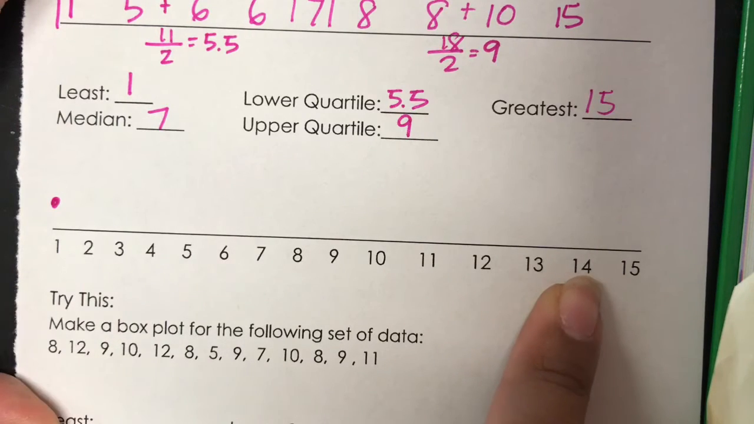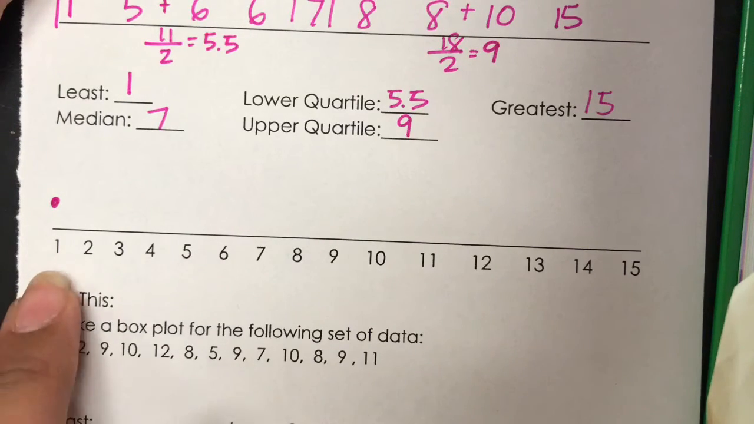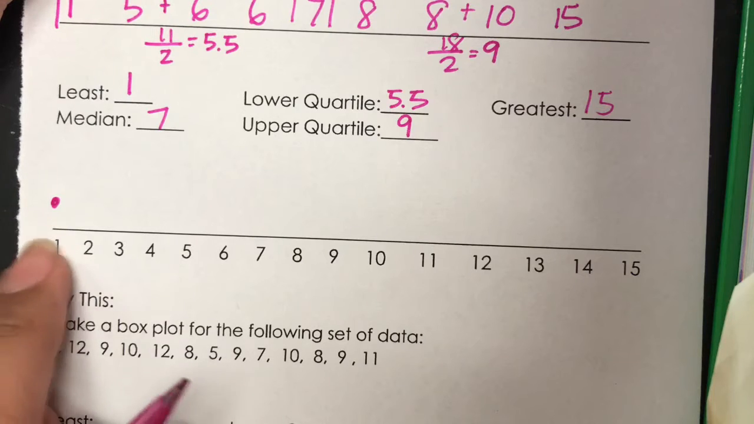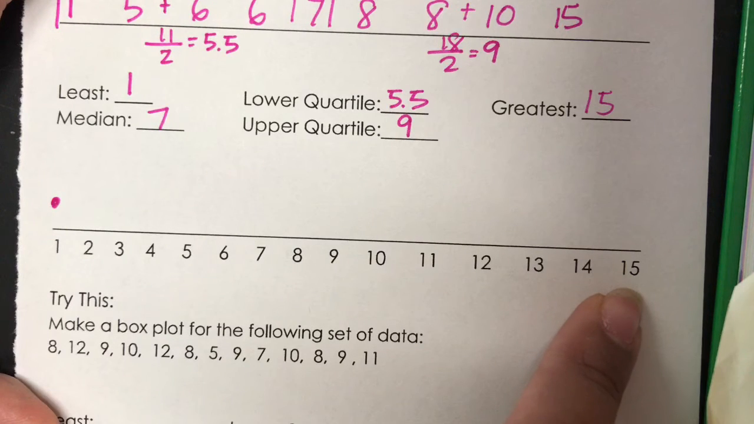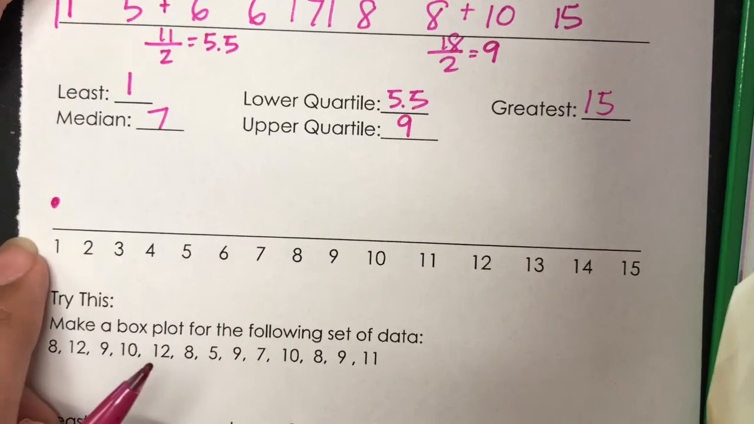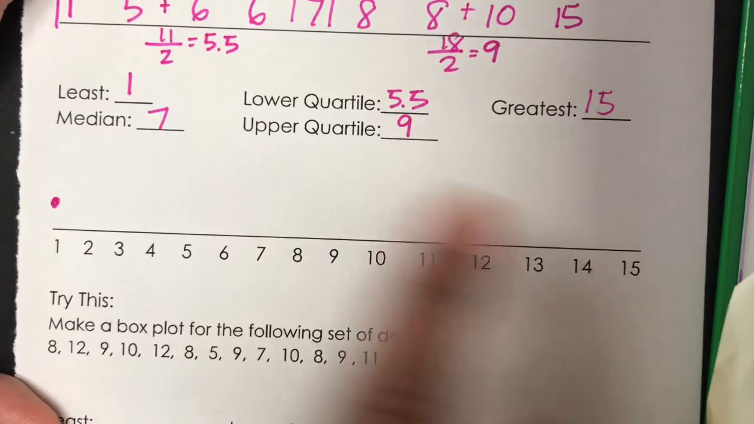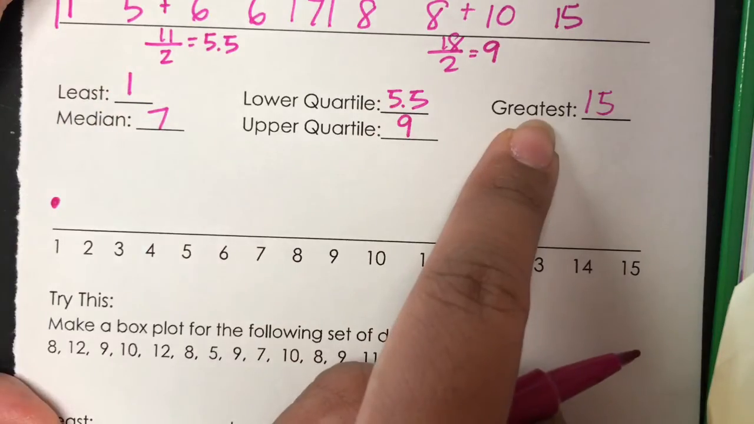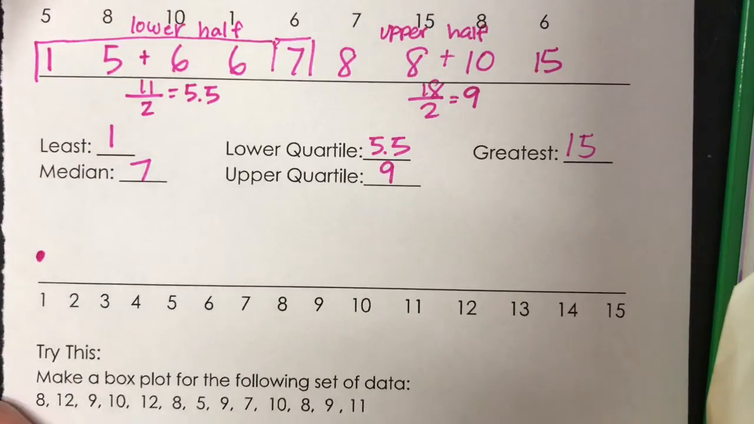Oh, and remember, sorry, rewind a little, I'm going to go back a little bit. You have to draw a number line first, okay? And you're going to have a number line that contains the lowest number all the way up to the greatest valued number. So you have to go all the way from 1 to 15 because that's our least valued number and our greatest valued number.